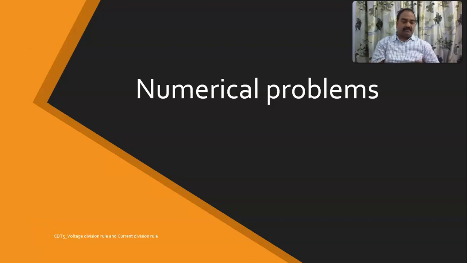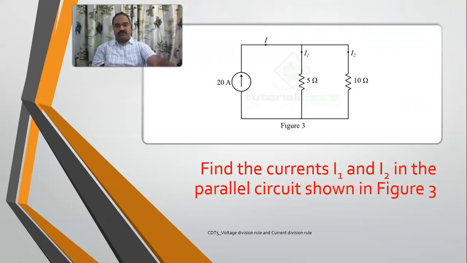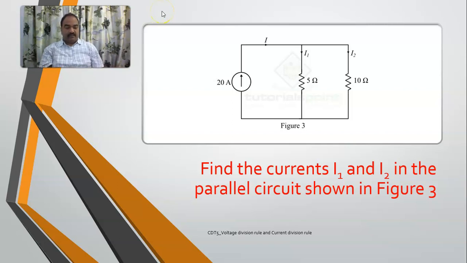Welcome back. In the last lecture we have seen the voltage division rule and current division rule, and now we will solve simple problems on these rules. First of all, let's take a simple question on the current division rule. Find the currents I1 and I2 in the parallel circuit shown in figure 3.